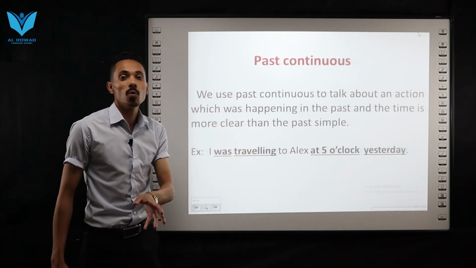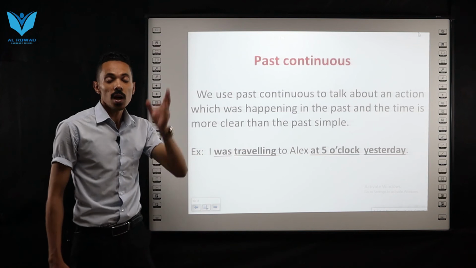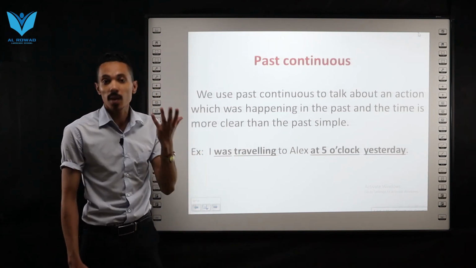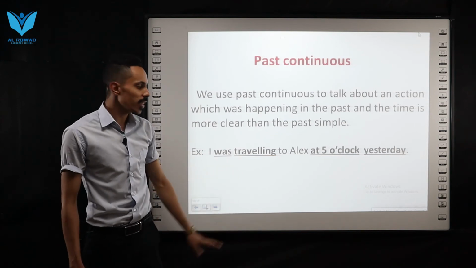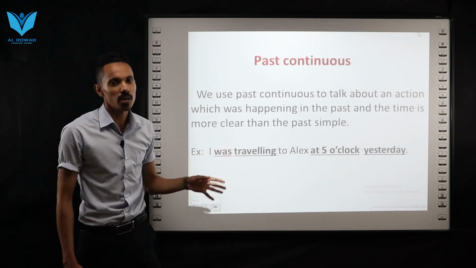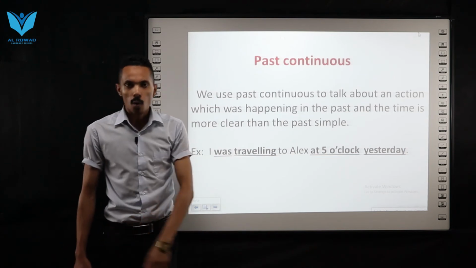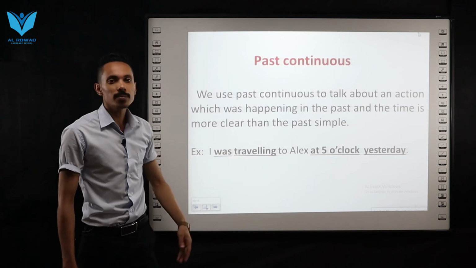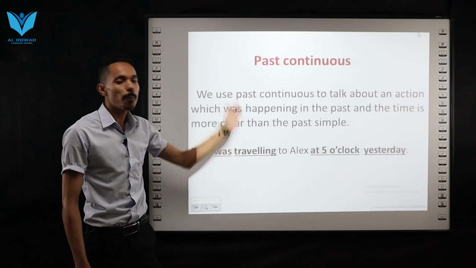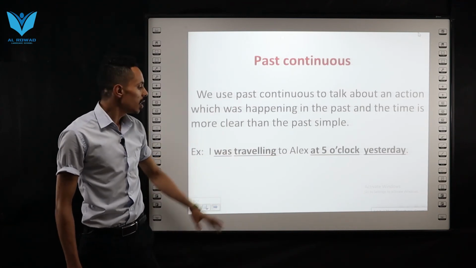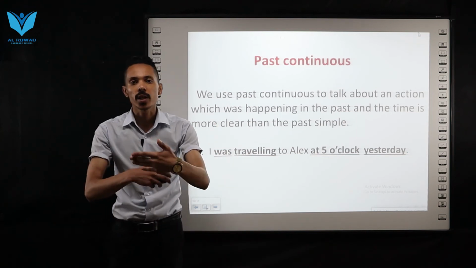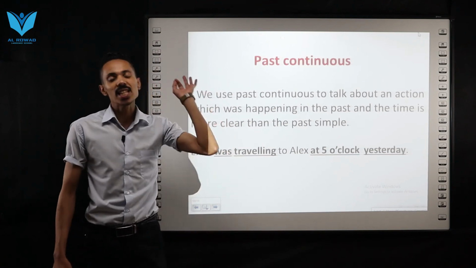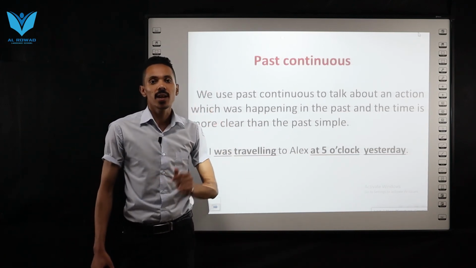So here, for example, I was traveling to Alex at 5 o'clock yesterday. Who can tell me what is the tense of the sentence? I told you before that if you want to know the tense, you look at the verb. So what is the verb here? It is not "was" only. It's not "traveling" only. It's "was traveling". Was traveling is verb to be, was or were, travel, main verb infinitive plus ing. So it's past continuous.